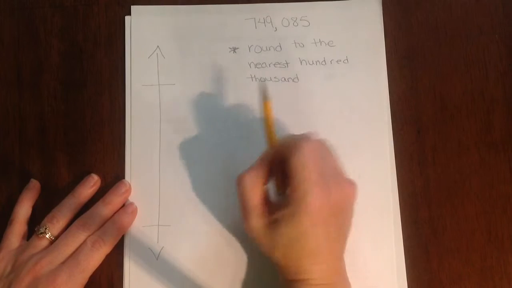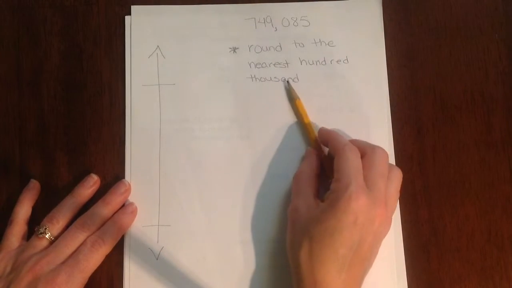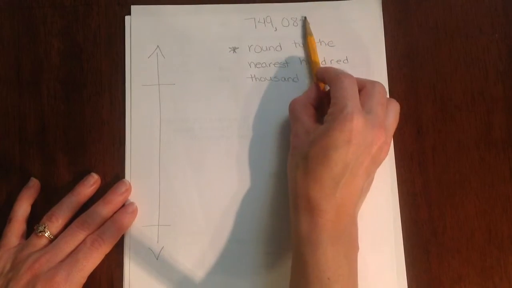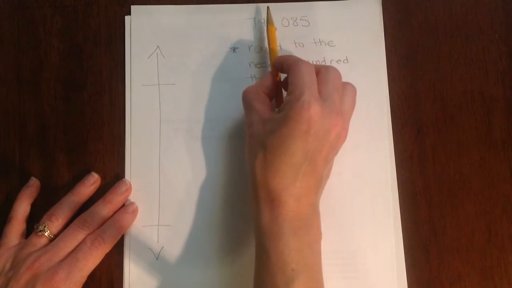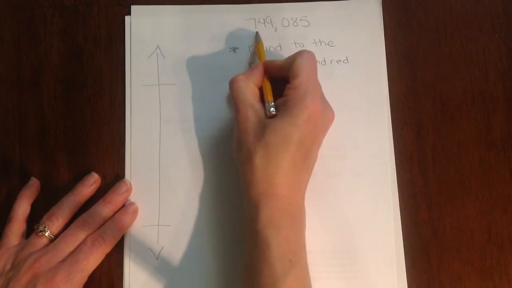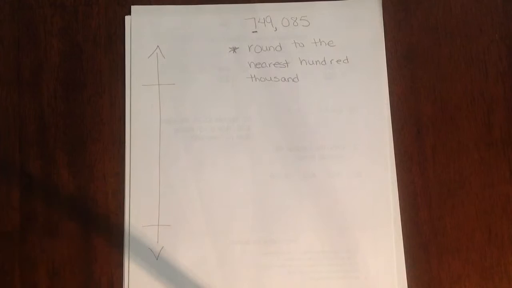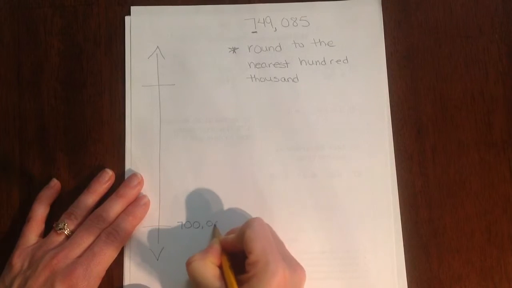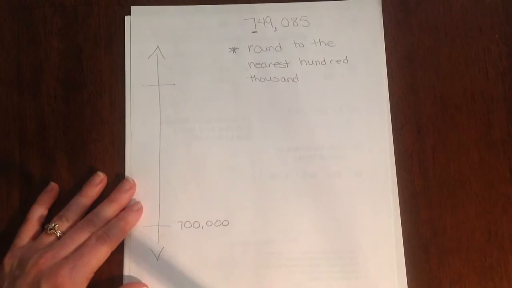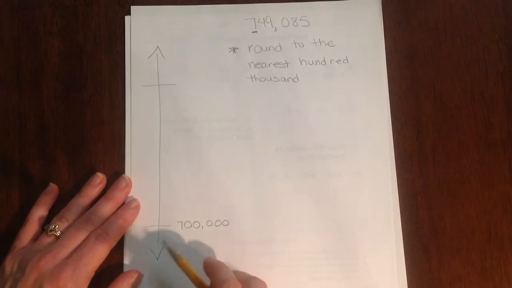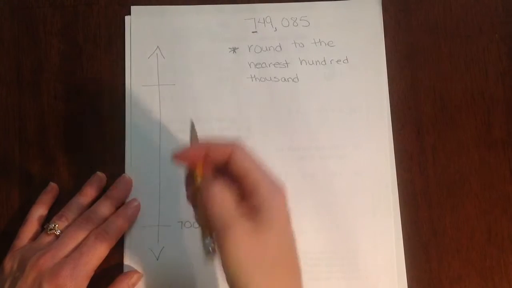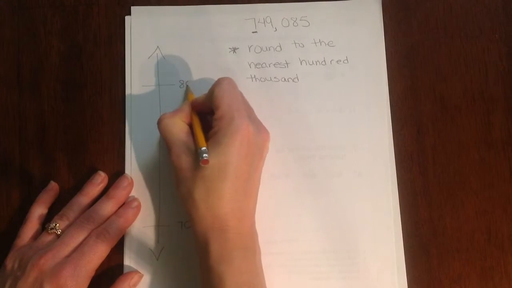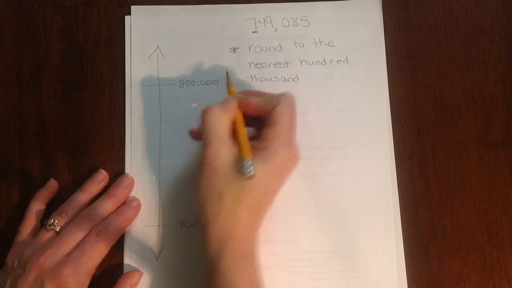nearest 100,000. So we have to find what we have in our 100,000s. Ones, tens, hundreds, thousands, 10,000s, 100,000s. How many 100,000s do I have? I have 700,000. My brain did all the work for me. I have 700,000s. One more 100,000 would be 800,000.